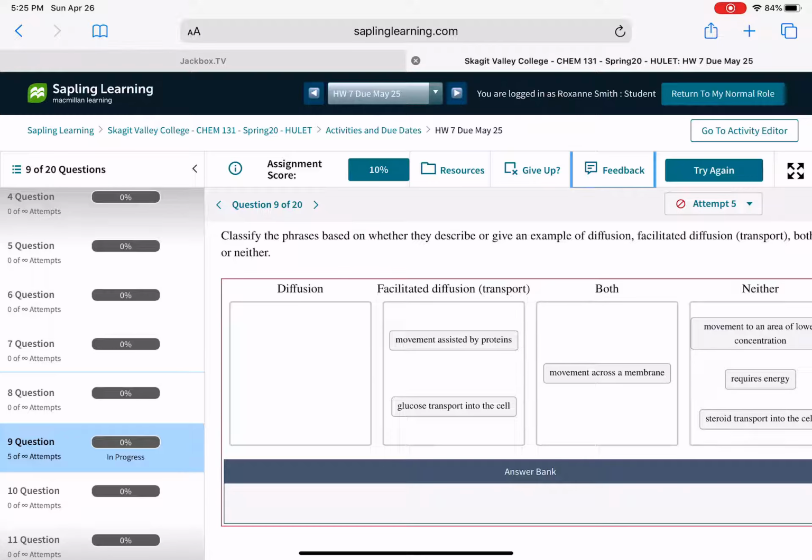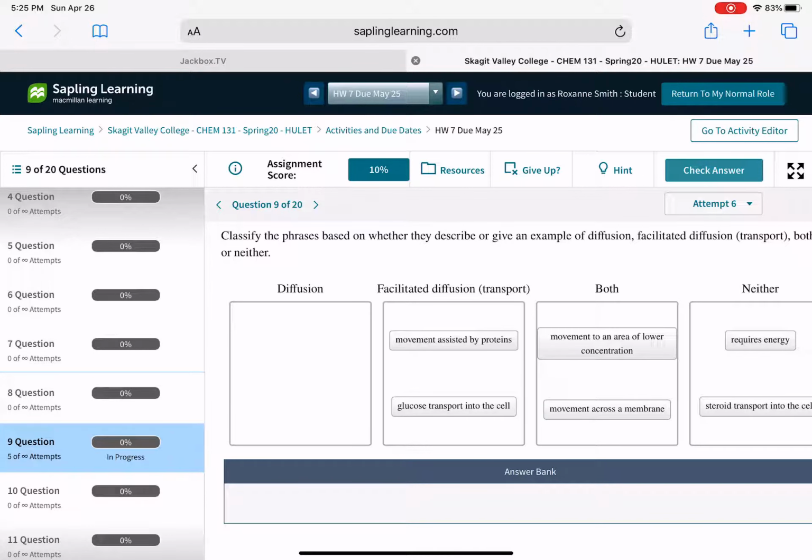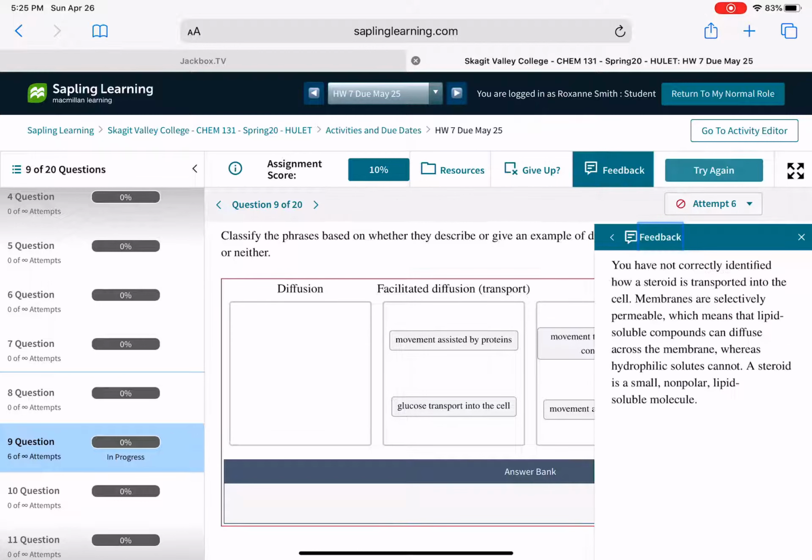Oh, I see what I've done wrong. Moving to an area of low concentration, I misread that. Going from high concentration to low concentration is true for both of these, not none of these. That must have been painful for you to watch. Let's see if we have it now.